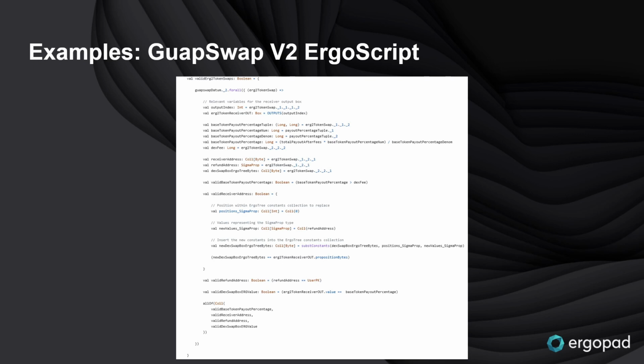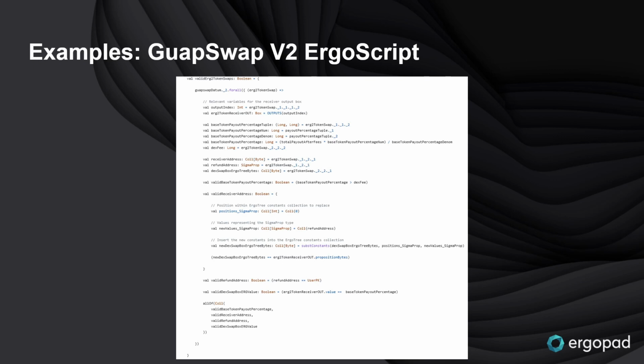So we used a for-all sort of loop to go over all of the GuapSwap datums for each swap. You could imagine a user's Erg who wants to swap for multiple tokens, not just one. And so this would be equivalent to having multiple GuapSwap datums in this case. And we want to check that all the conditions we want are satisfied for each one of them.